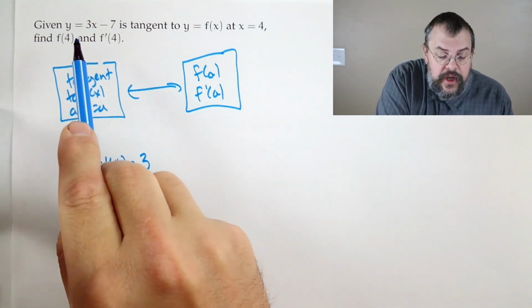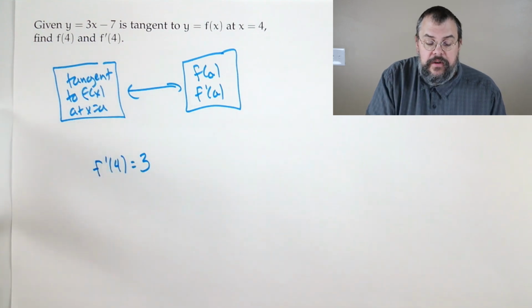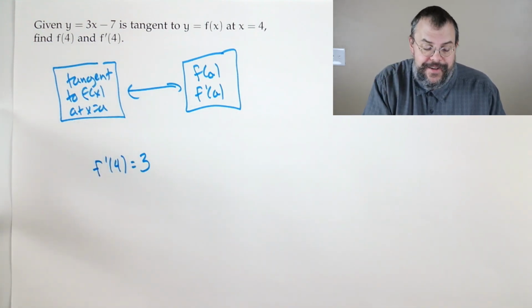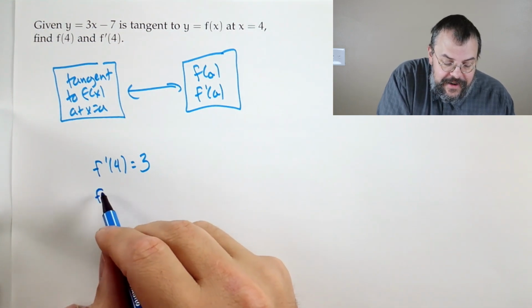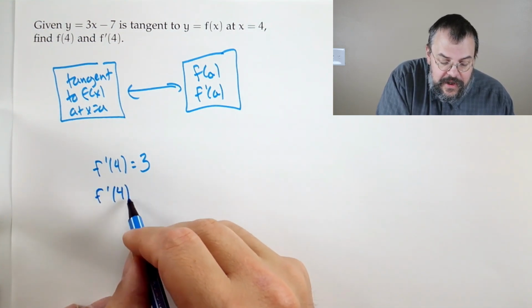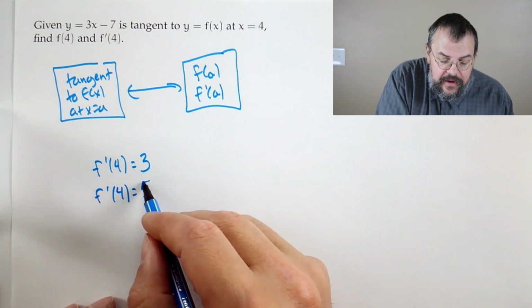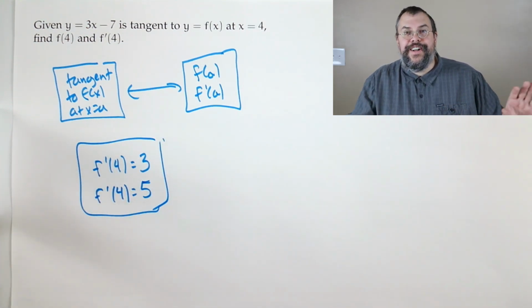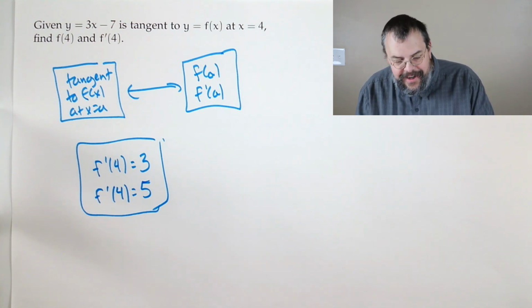So 3 times 4 minus 7. 12 minus 7. 5. Good. So f of 4 is equal to 5. And that's it. There's our answer. We're done. What a fun problem.